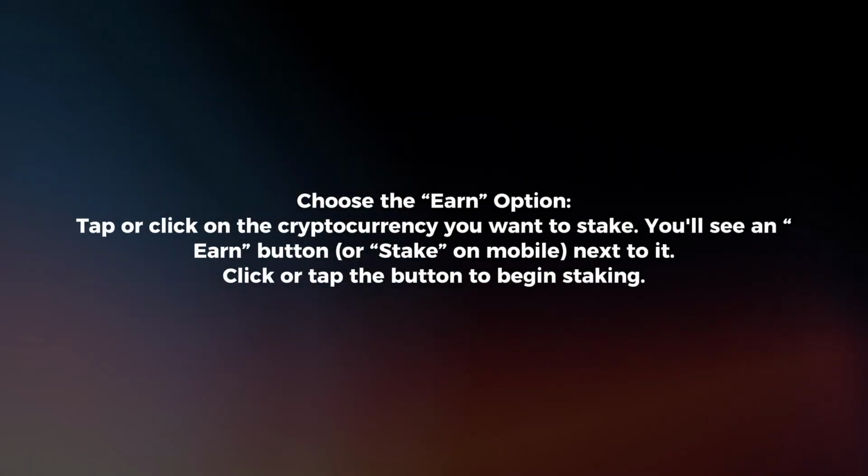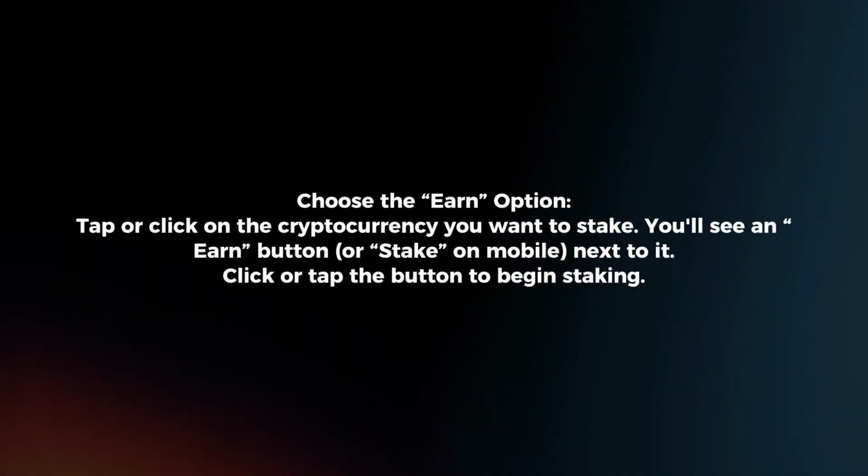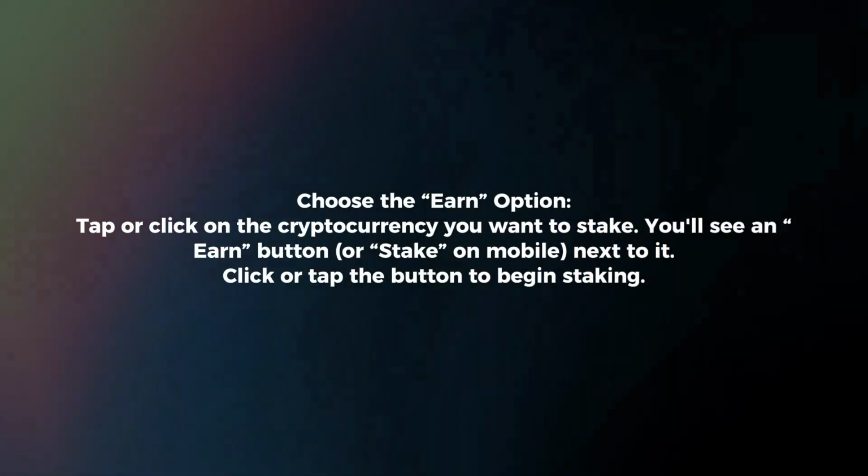Choose the Earn option. Tap or click on the cryptocurrency you want to stake. You will see an Earn button next to it. Click or tap the button to begin staking.